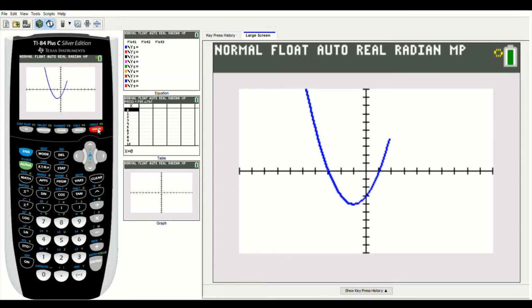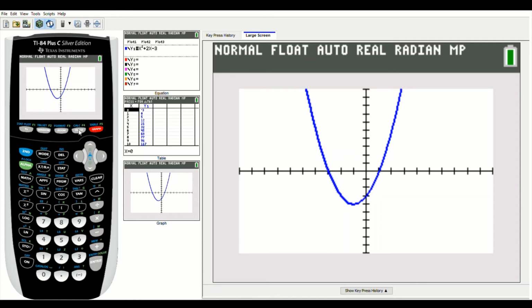And there it goes. When your parabola opens up like this, the vertex right here, is it a minimum or a maximum? It's a minimum value. So you need to make sure that you can determine if it's a minimum or a maximum. It's a minimum value. So we're going to tell our calculator to calculate this minimum value.